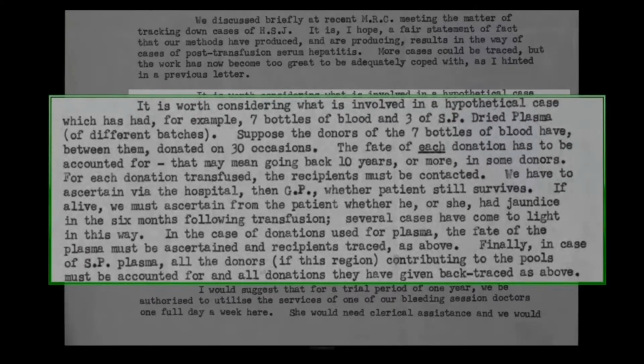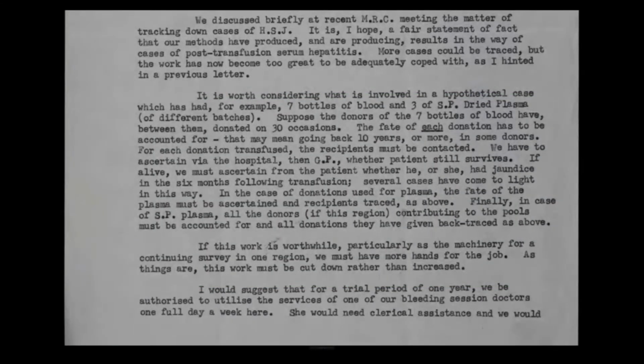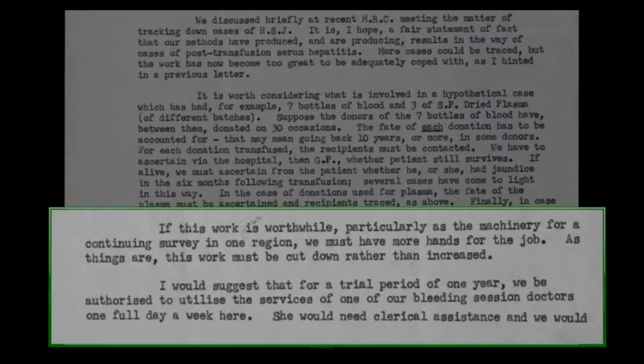Several cases have come to light in this way. In the case of donations used for plasma, the fate of the plasma must be ascertained and recipients traced as above. Finally, in case of SP plasma, all the donors, if this region, contributing to the pools, must be accounted for and all donations they've given back traced as above. If this work is worthwhile, particularly as the machinery for a continuing survey in one region, we must have more hands for the job. As things are, this work must be cut down rather than increased." And he goes on to ask for authorisation to use what he describes as a bleeding session doctor for the work 1 day a week.